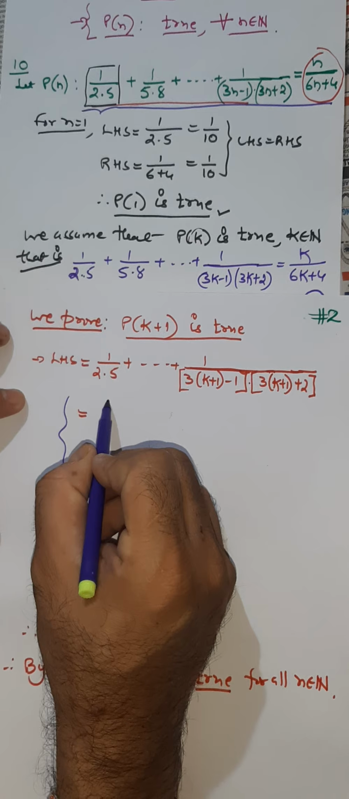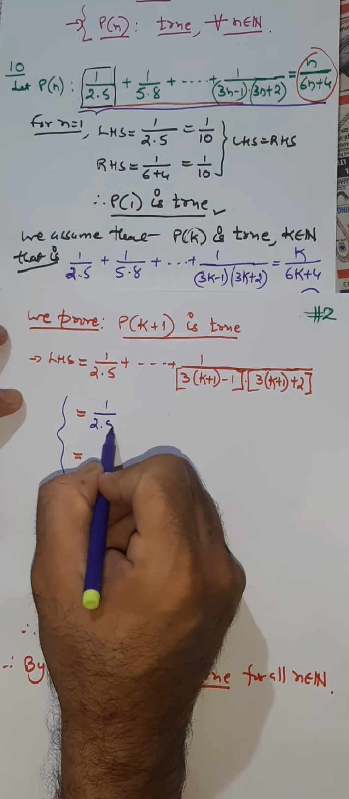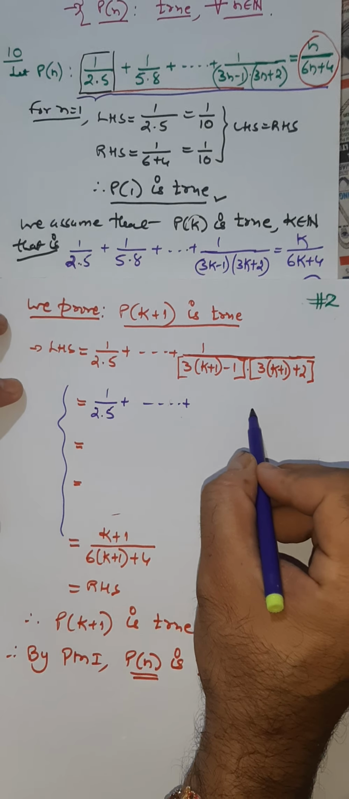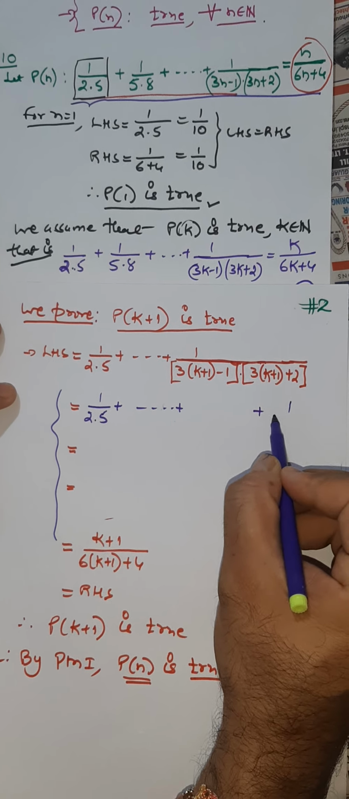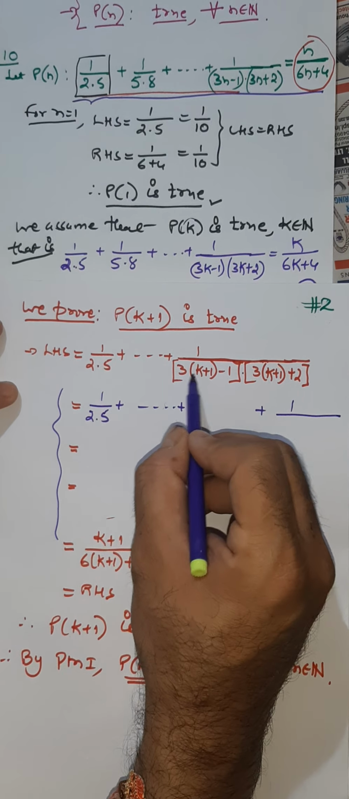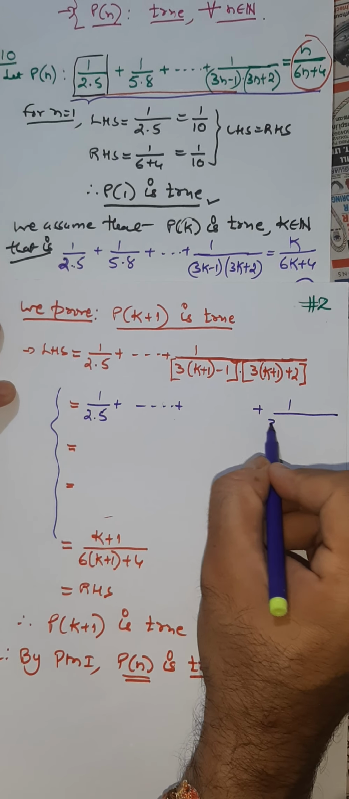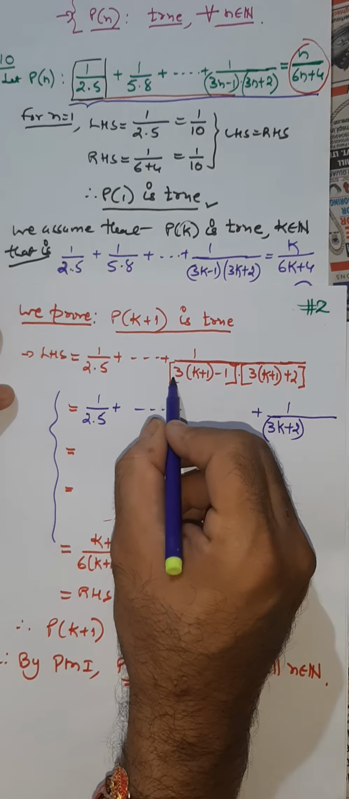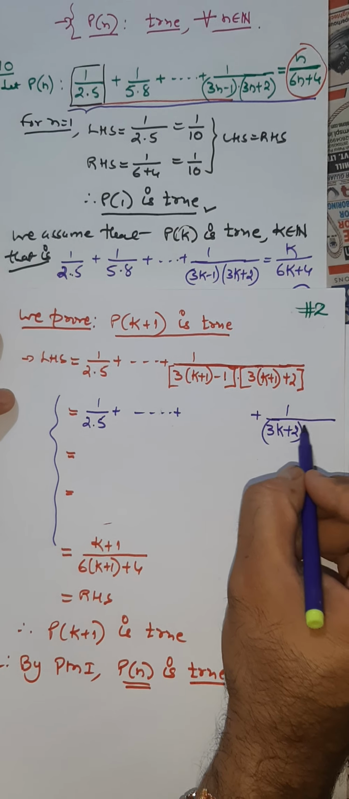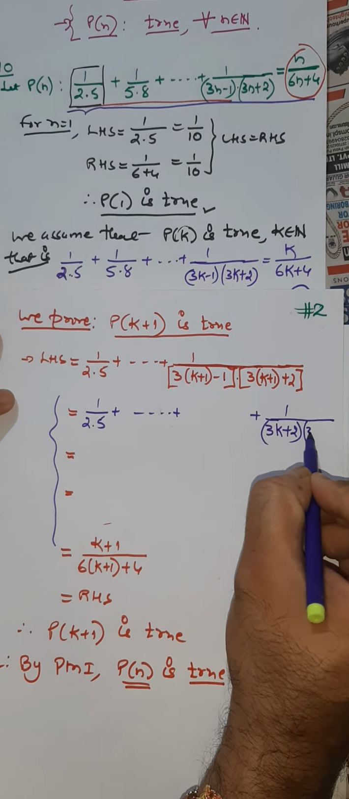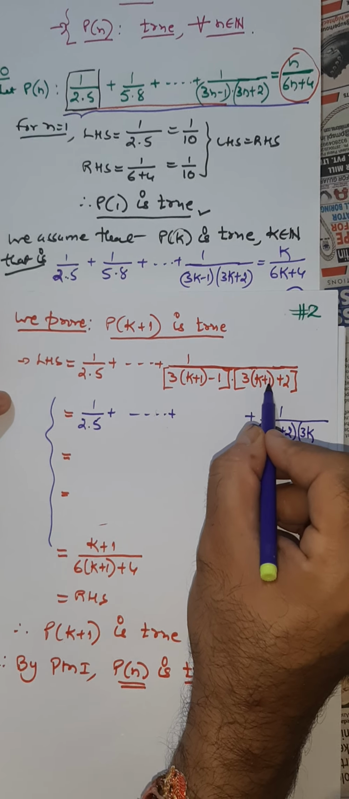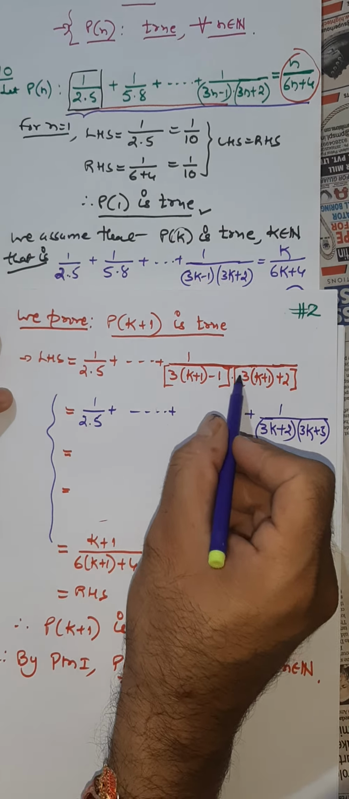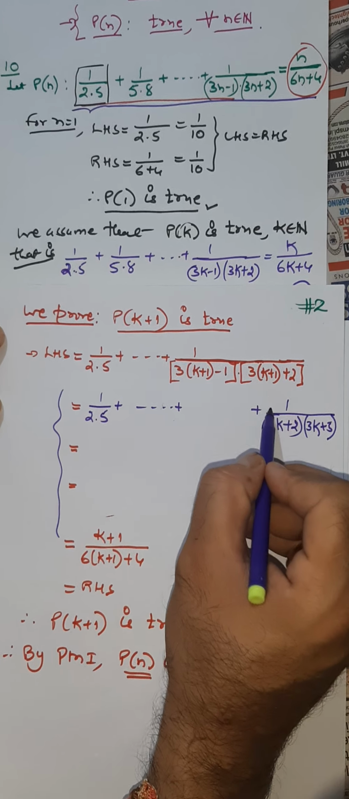What we do? We write 1 upon 2.2 into 5 and so on. This is the last step. What's the simplification? Let me write here. So 3k plus 3 minus 1, so it's 3k plus 2, plus 3 minus 1. What about this? 3k plus 3 plus 2 plus 5. And the previous term. This is the last term, remember.